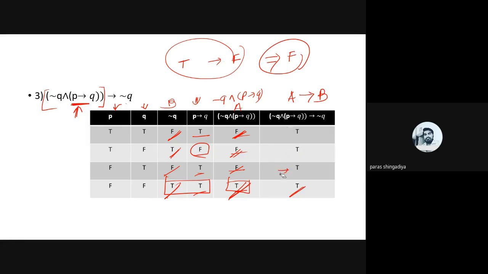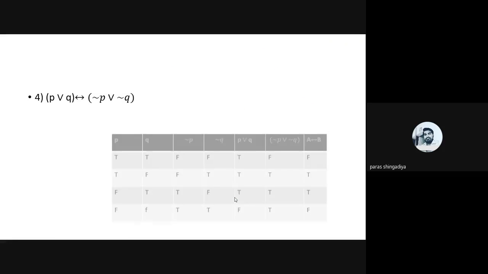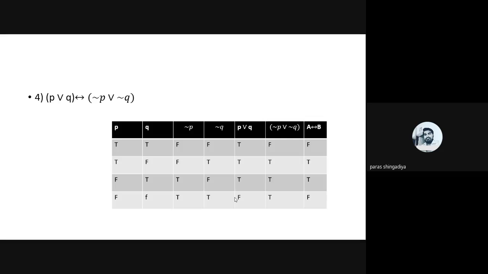So check this column, that is the tautology here. All these values are in the form of T, so we can say this compound statement is a tautology. This is the answer of this one, it is a tautology statement. So this second and third example involve two statements only, and you can easily verify that. The next one is not a tautology.